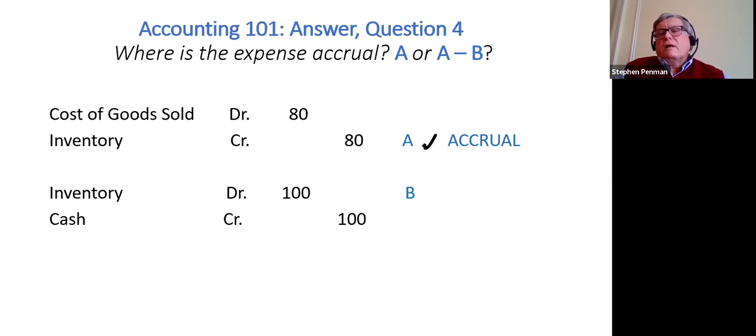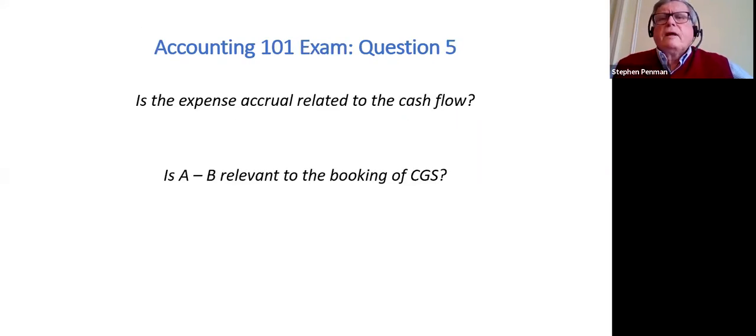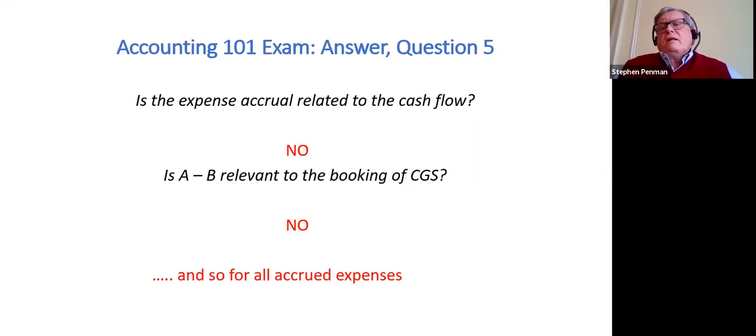Well, I hope you agree that it's A. The amount we spent on cash for inventory and the difference between A and B is not relevant for our cost of goods sold. We recognize the cost of goods sold with nothing to do with the cash paid for the inventory. We recognize that on the basis of the goods that were shipped out. So we match the cost of goods sold to the revenue to get a sense of the gross profit. And so that's the answer there. And that's so for all accrued expenses, okay? They're independent of the cash flows.